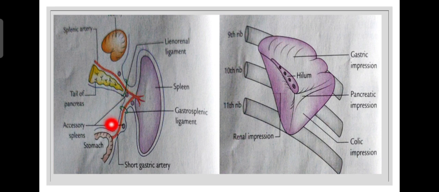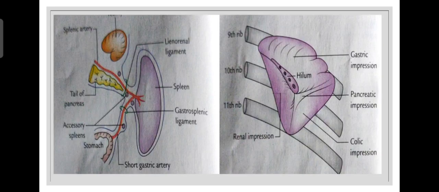Then another ligament formed by the peritoneum is the gastrosplenic ligament, which extends from the stomach to the spleen, that is the hilum of the spleen. Here in this ligament lie the short gastric arteries that supply the stomach.